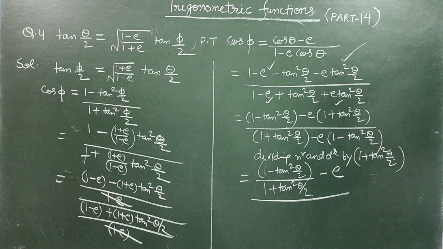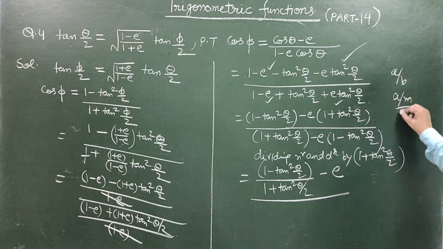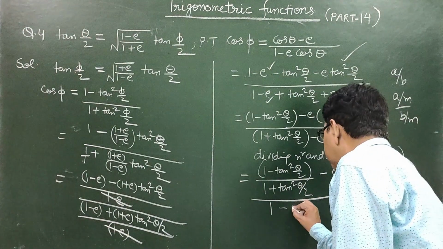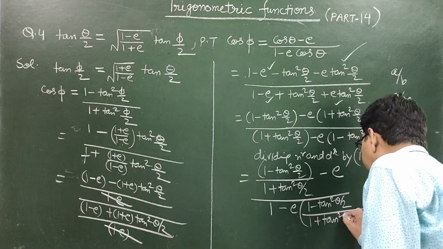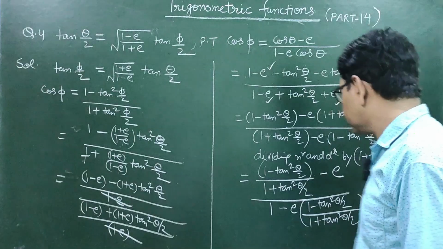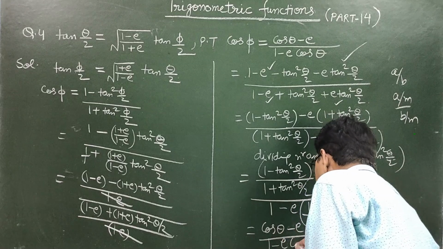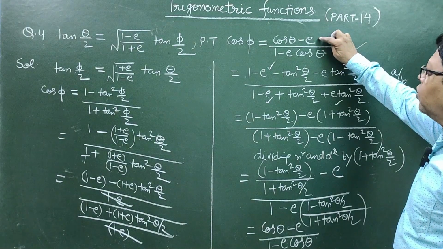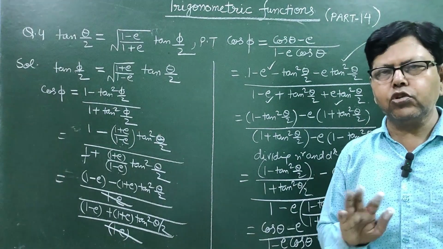Similarly, in the denominator, we divide by 1 plus tan square theta/2. If you have an expression a upon b and you divide a by m and b by m, it does not affect the result. So the denominator becomes 1 minus e into (1 minus tan square theta/2) divided by (1 plus tan square theta/2). And you know this formula: (1 minus tan square theta/2) upon (1 plus tan square theta/2) is equal to cos theta. So I can write this as cos theta minus e upon 1 minus e cos theta. And on the right-hand side, what we needed to prove is that cos phi is equal to (cos theta minus e) upon (1 minus e cos theta). We have got the desired result. So the solution of this question is complete.